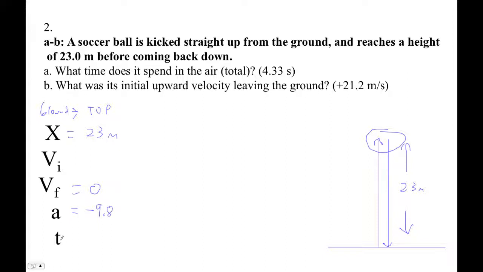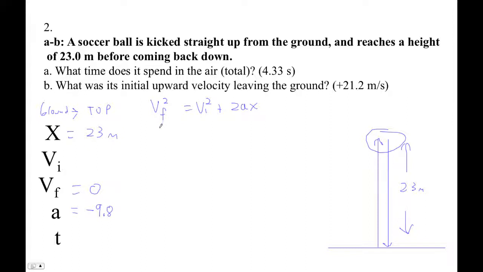And I can't solve for t because there's no formula that's missing vi. So I'm going to use no t to find vi. Okay? I think. Yeah, that's what we have to do. Okay, so here we go. So let's do it. That's this. Vf squared is vi squared plus 2ax.